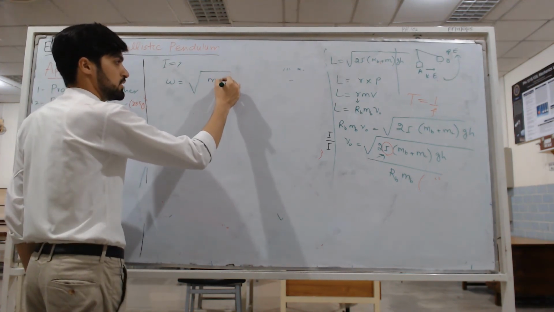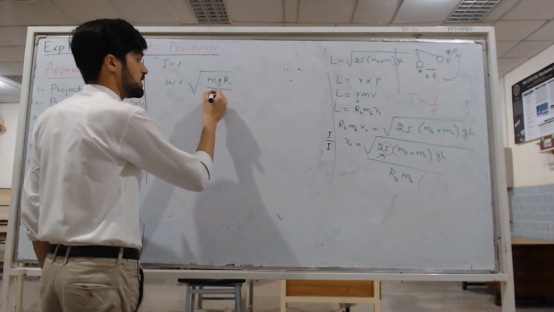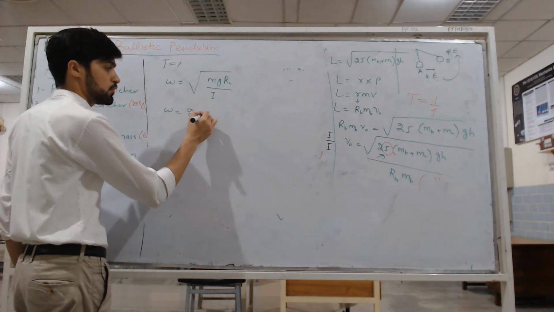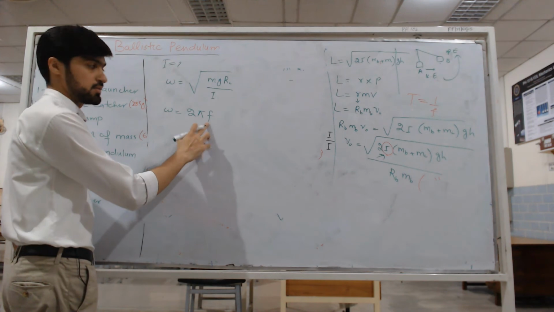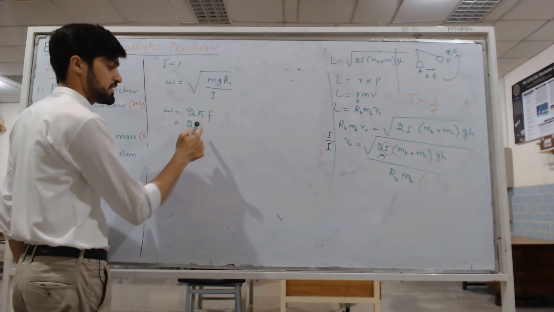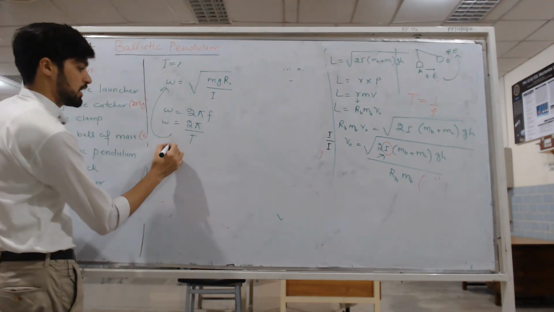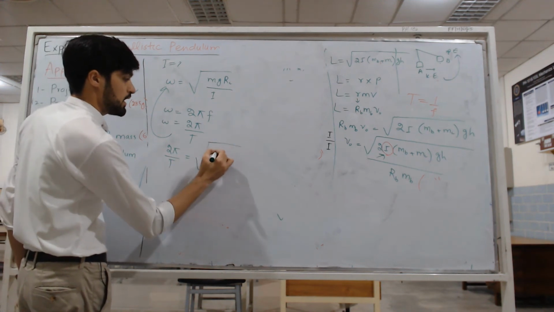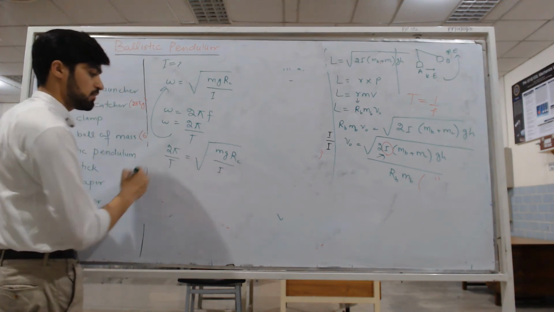So I am calling this as rc, the length of the rod, divided by the inertia. Now we know that omega is equal to 2 pi f. The angular frequency is related with the linear frequency. So frequency is 1 over time period. So I replace f by 1 over t. Omega is now 2 pi by t, put it here. So I will get 2 pi by t is equal to under root mg rc divided by I.